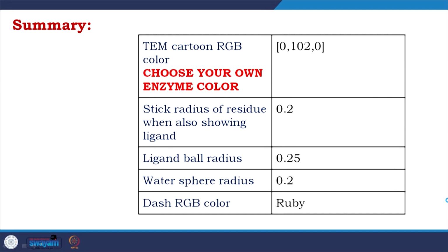So, the summary: if you have TEM, which is a beta lactamase, we have shown here TEM cartoon in RGB color, you have to use 0, 10, 20. You could choose your own enzyme color. Stick radius of residue when also showing ligand 0.2, ligand ball radius 0.25, water sphere radius 0.2, dash RGB color ruby.